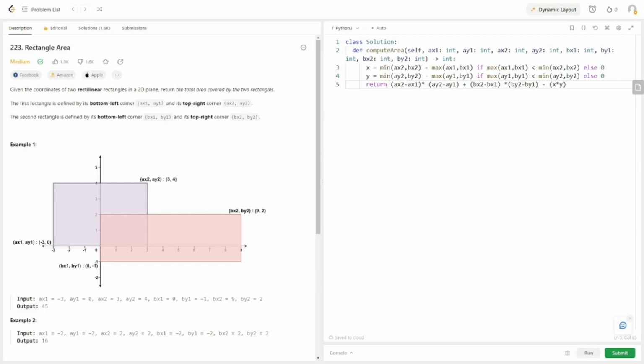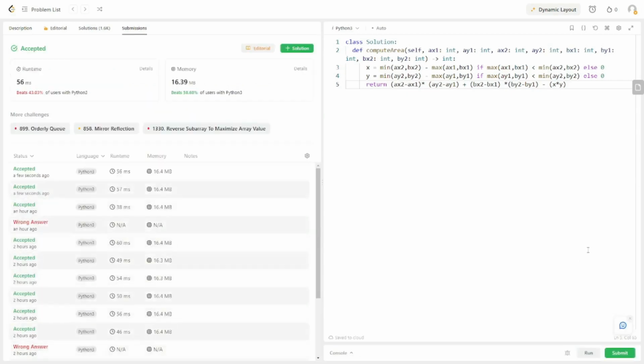Alright, so let's check our solution here. Very nice, so it works.